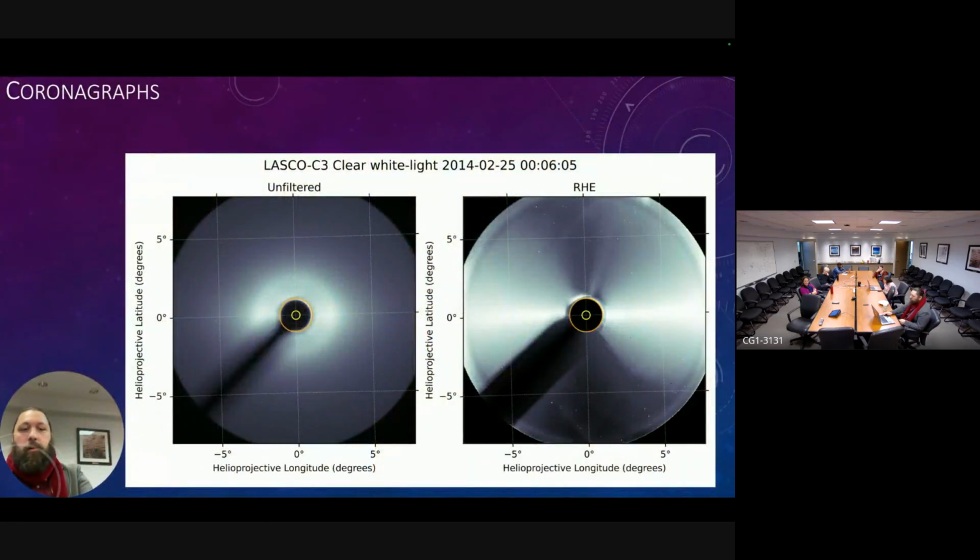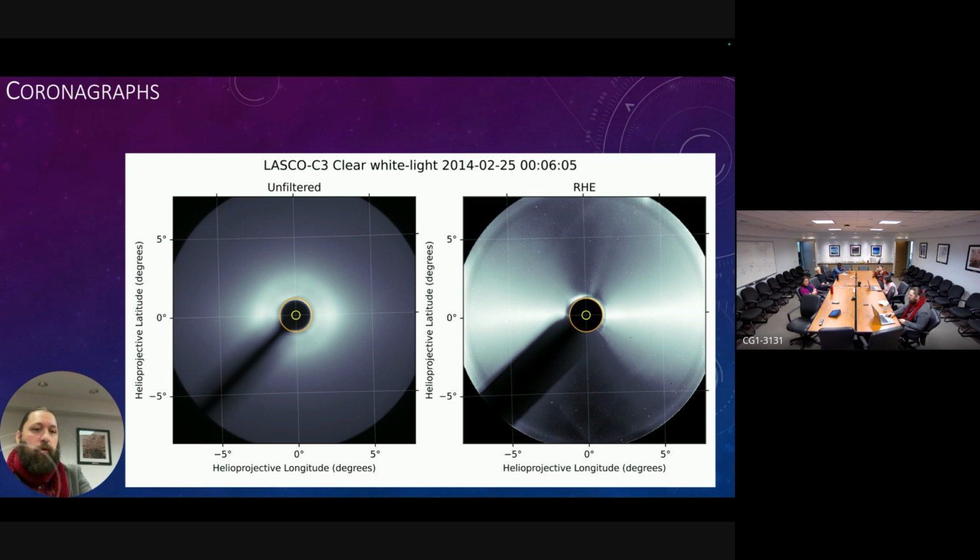Here's LASCO. I figured that you all might be the people to ask. So unfiltered, obviously you don't really get much out of white light like that. But when I put RHE on it, I get these two major lobes here. I'm wondering, is this zodiacal light? Is this one of the various lettered coronae? Is it dust in some way?